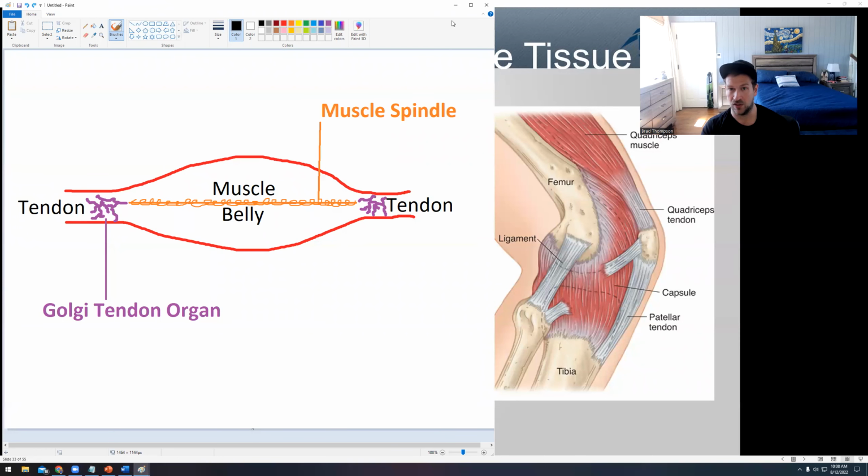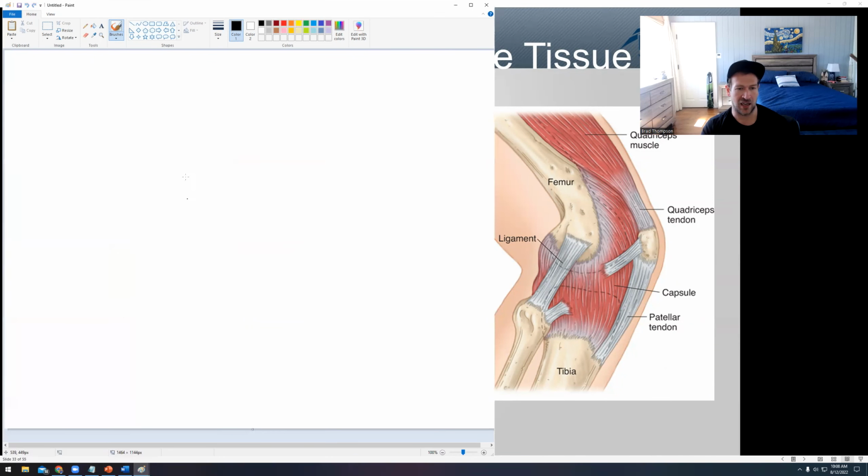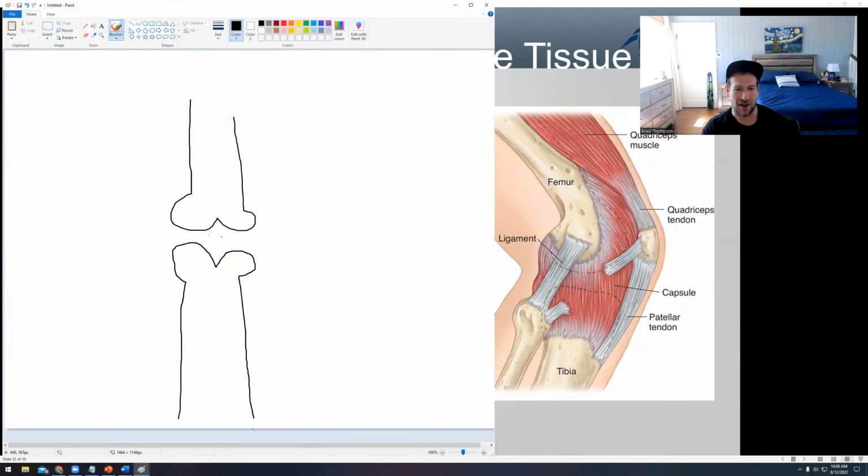So tendons are at the end of your muscles. Ligaments are like, if you got a bone here, I can't draw bones, so I just draw them like this. Right. So ligaments are what attach one bone to another. So if I created an ACL ligament here, there's the anterior one, right? And if I create a PCL ligament here, there's the posterior one. It's going to run behind.